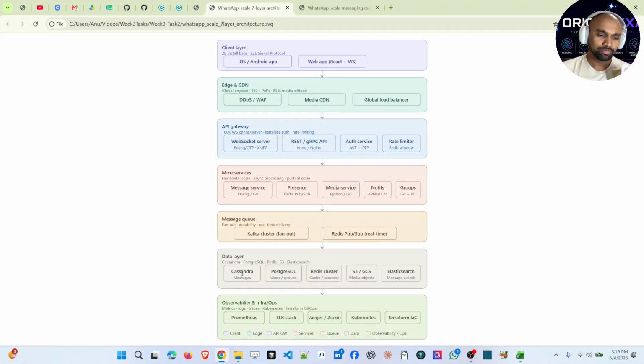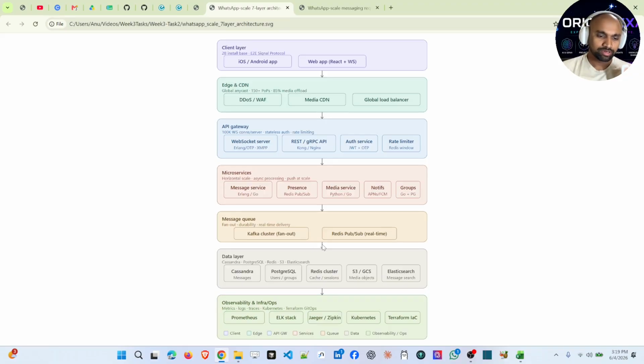Data layer, we have for the messages, we can use Cassandra. For saving the user details and all, we can use Postgres. For caching, we can use Redis. And media storage, S3 bucket or GCS or Azure Blob Storage we can use. And for the message search, we can use Elasticsearch. And finally, the observability and infra ops, we can use Prometheus, ELK Stack, Jaeger or Zipkin, Kubernetes, or Terraform, infrastructure as code we can use. Okay, these are the 7 layers in this architecture.